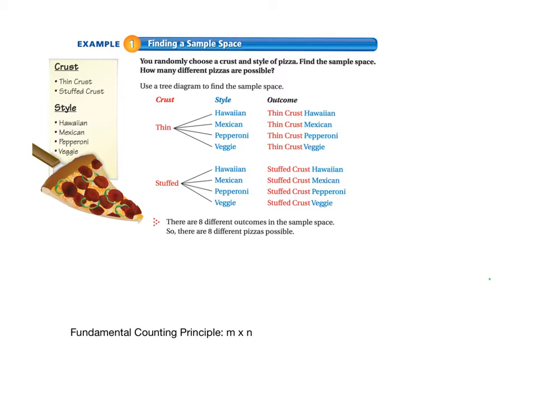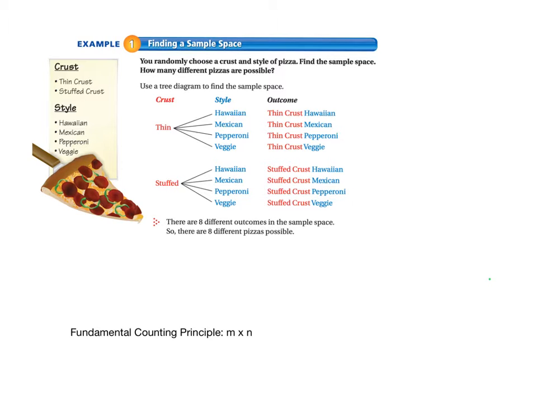So when you do your notes, you'll need to write down the definition of sample space, and that is the set of all possible outcomes of one or more events. The set of all possible outcomes of one or more events. So personally, to me, when I hear that, it sounds kind of confusing, so I really like that we have this example involving pizza, one of my favorite things.